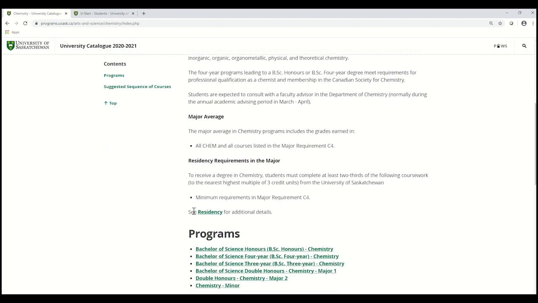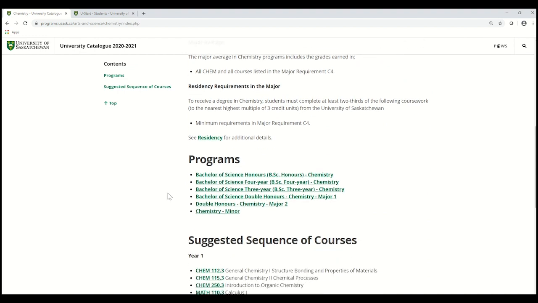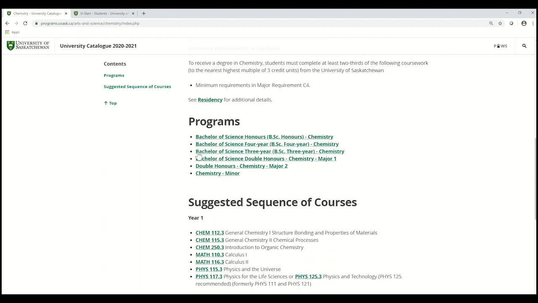You can see what the residency requirements will be. So that just means the number of classes you have to take from the U of S in order to graduate with a degree from the U of S. Some students will have transfer credits from other institutions. You'll also see a list of the programs, and you'll see there's quite a few. Let's click on the Bachelor of Science 4-year.